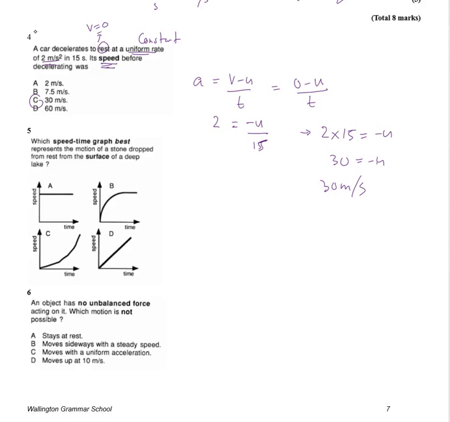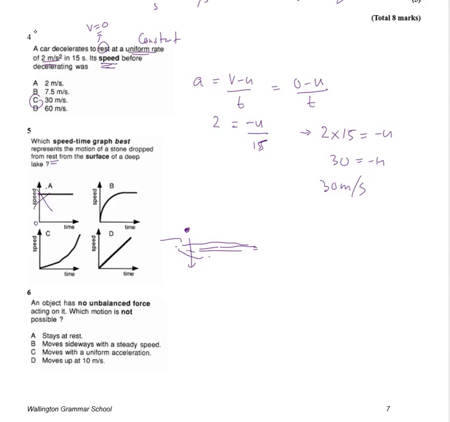Now, question 5. Which speed-time graph best represents the motion of a rock being dropped from the surface into a deep lake? So let's say we have a lake, for example. We have the rock, we drop it down. So we start from rest, which means the velocity, the speed, would be 0 at the start. Which of these graphs has speed 0? This one is not 0. Look at this, 0 is here. So it is not this one. So it's either C, D, or B.